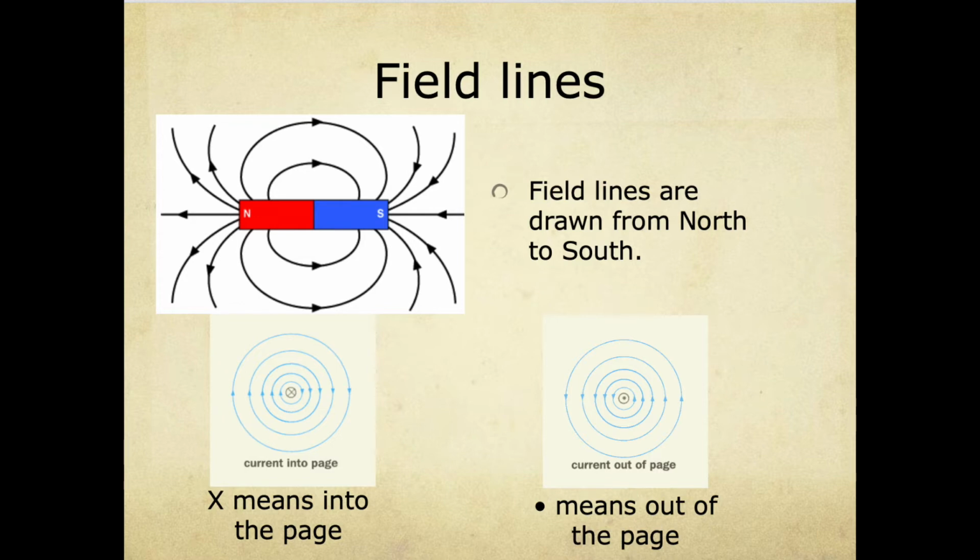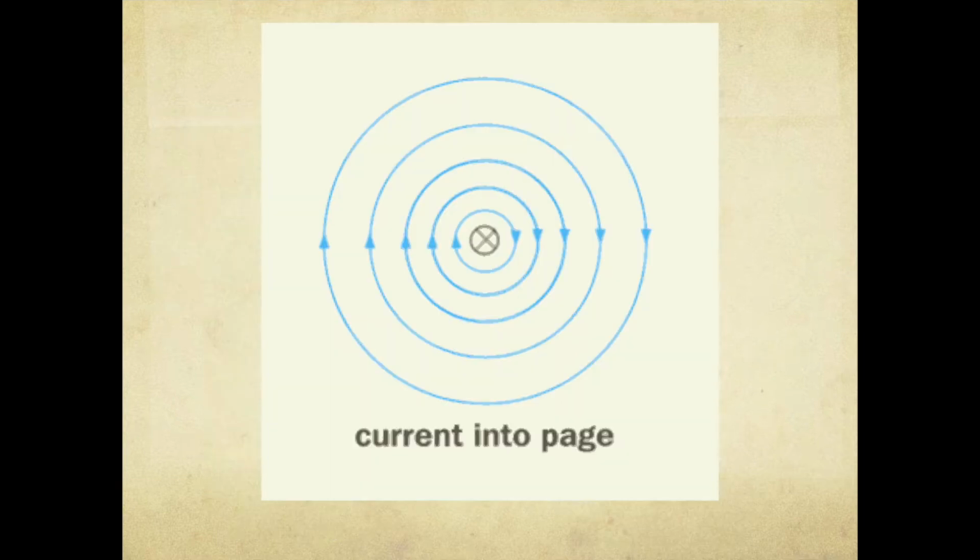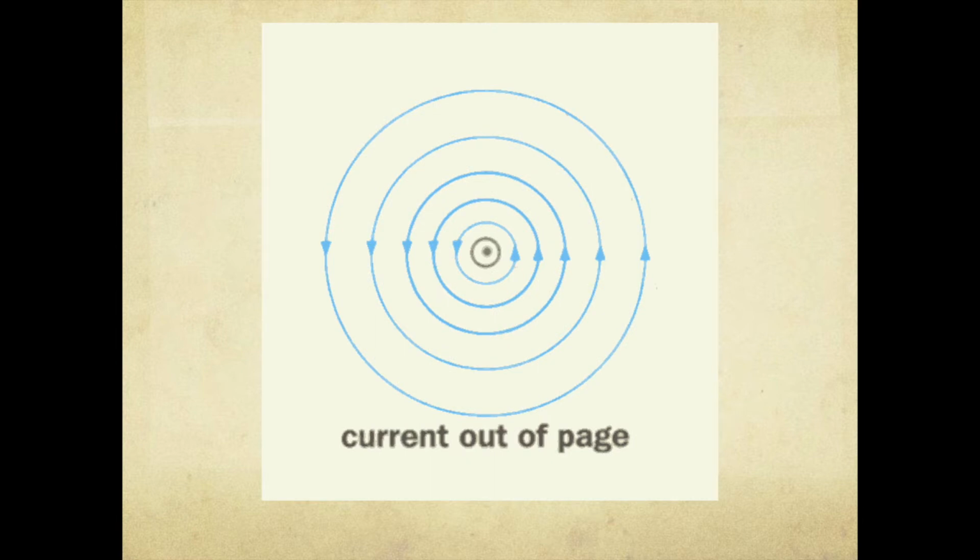So we can see in this picture that we have an X, so the current is going into the page, and we can see that the magnetic field is wrapping around there. In this one, we have a dot in the middle of the page, and so the current is coming out of the page. And you can see that the magnetic field is going around that current, but the direction of the field has changed because the direction of the current has changed from the previous picture.